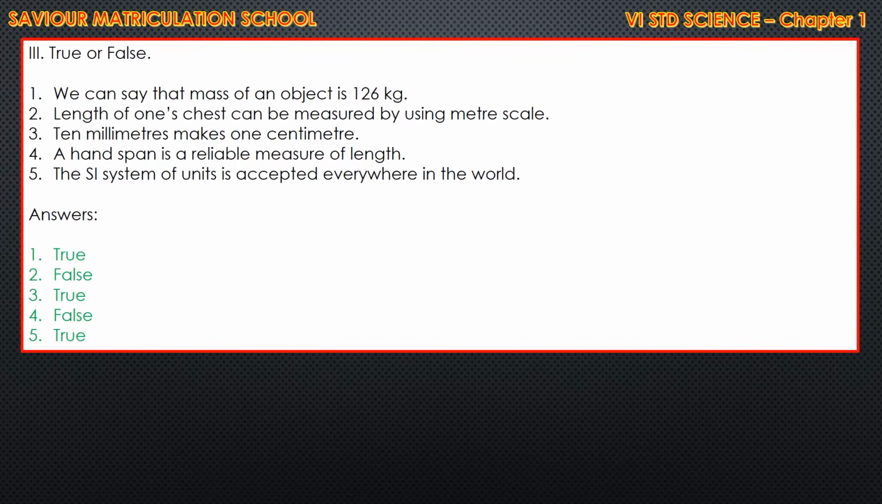Next we'll go to the true or false. In the book it's in the Roman number 2 children. So true or false, we can say that mass of an object is 126 kilogram, as it is true. Length of one's chest can be measured by using meter scale. False.